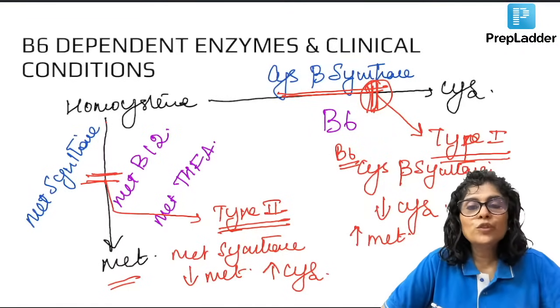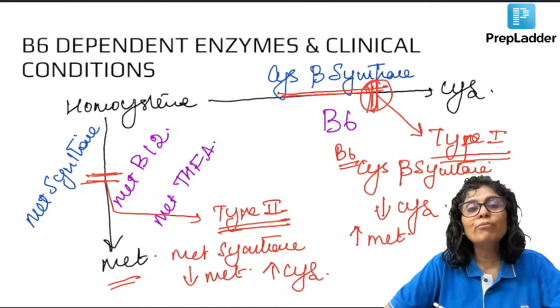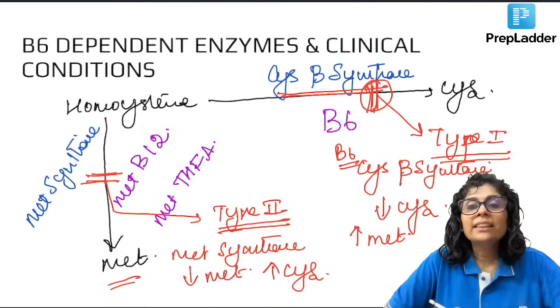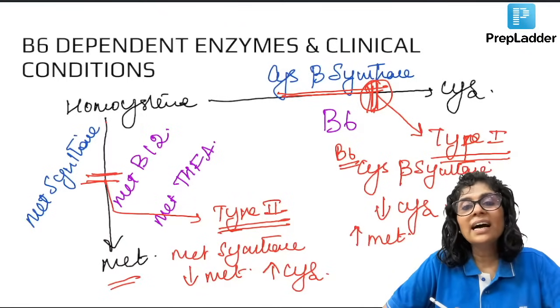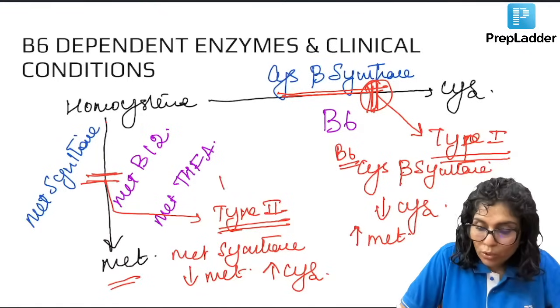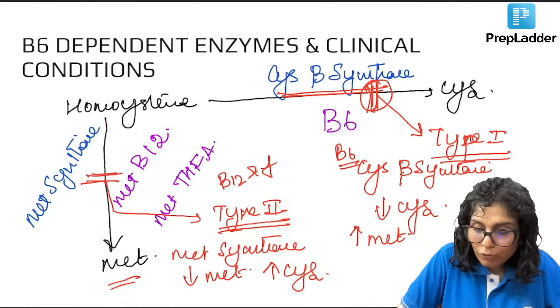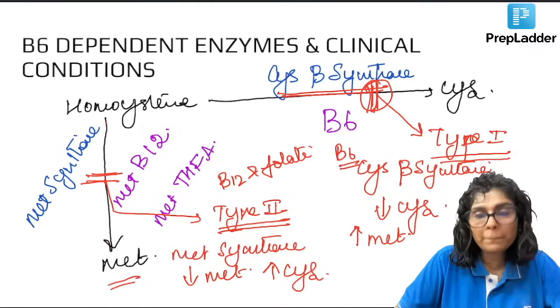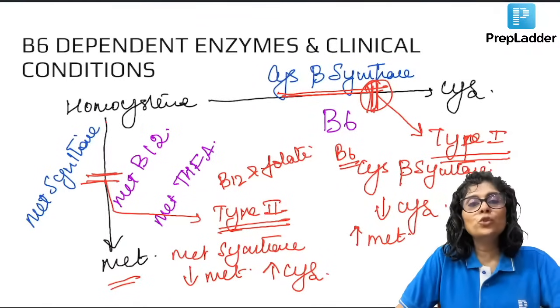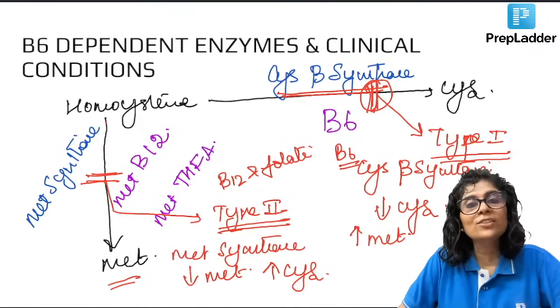Type 2 homocystinuria is because of the defect of methionine synthase. In this case, there is low methionine and high cysteine. Type 2 responds to B12 and folate administration. Okay, type 2 responds to B12 and folate administration.